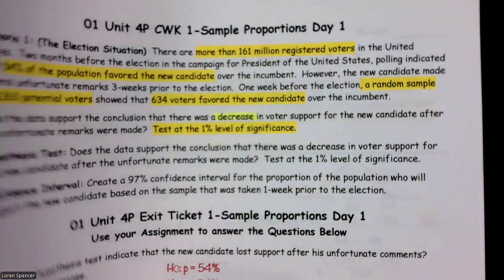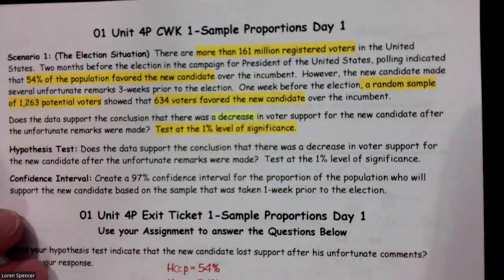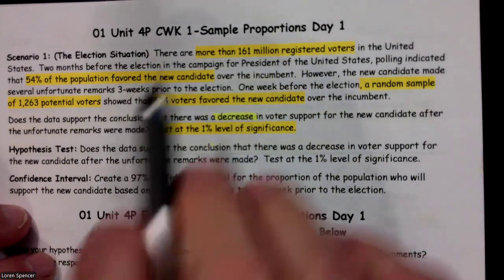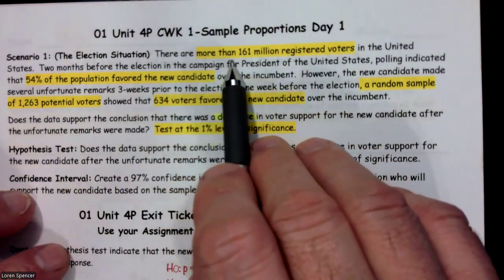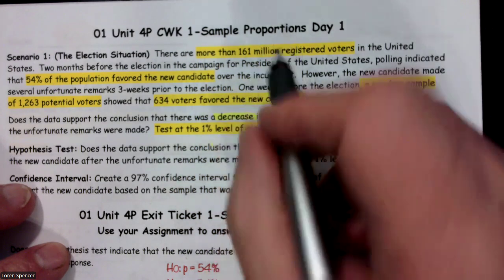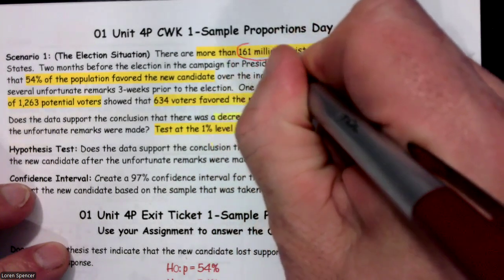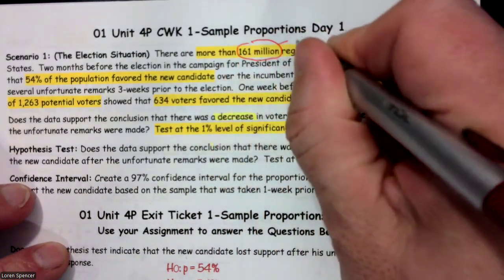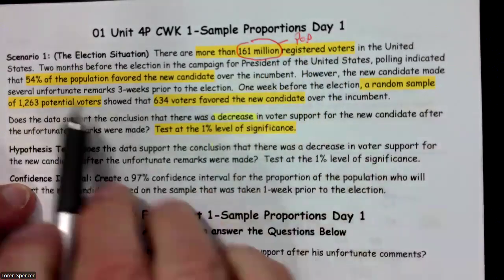We are going to be looking at an exit ticket. We've already had our lesson and we've noted the important information, but I'm still going to hand it out again because it's good practice. It says there are more than 161 million registered voters. That to me sounds like the population size.